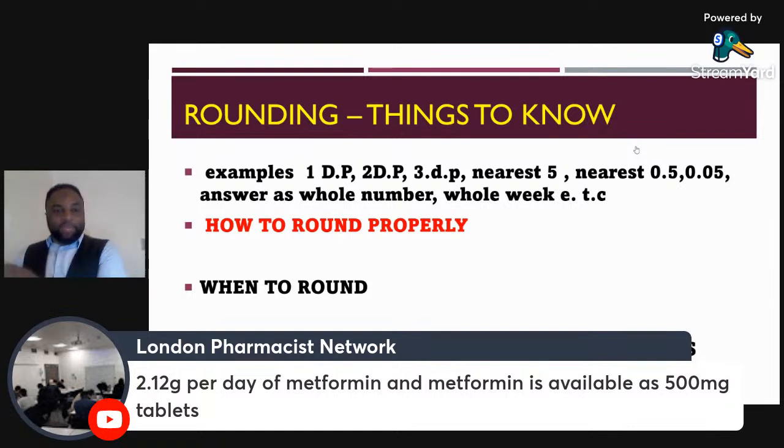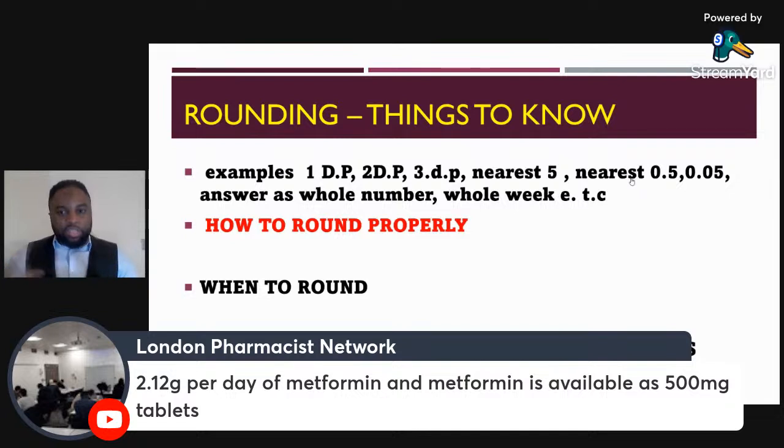You don't wait till the end, do your 2.12 times 7, and then try to divide it by 500. That's the wrong way to do it, because you're giving a patient a dose. You have to give the patient the dose that is closest to that number, right? You can't split metformin modified release preparation. So you have to give 2 grams instead of 2.12 grams.